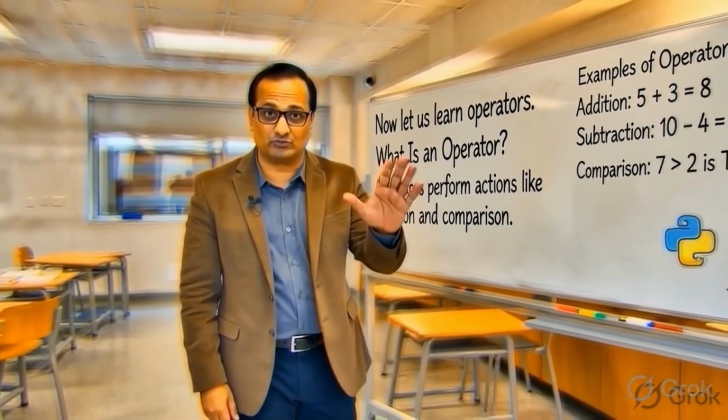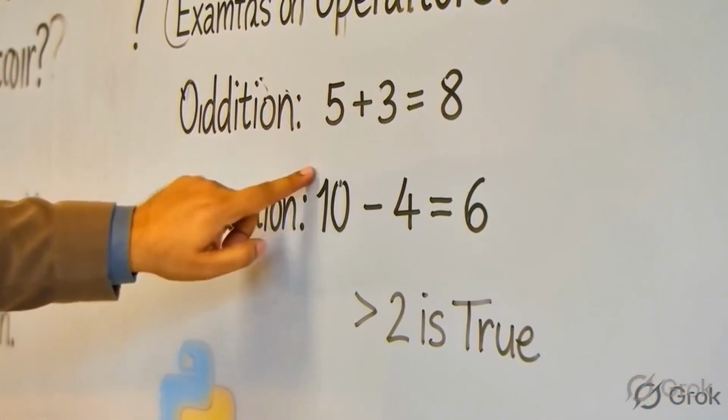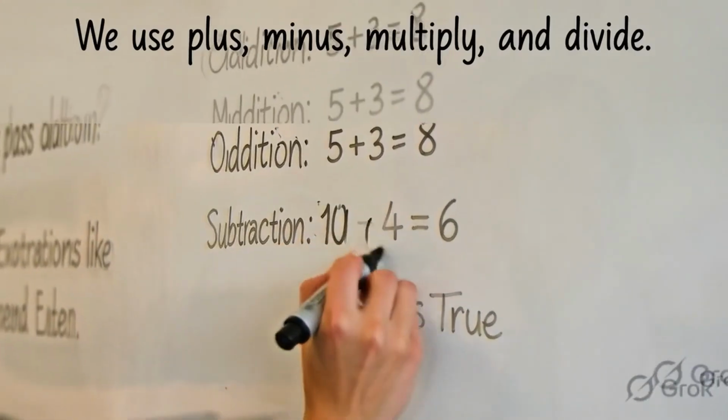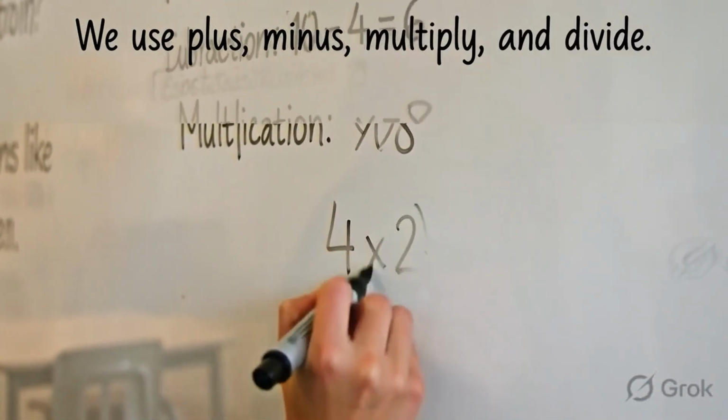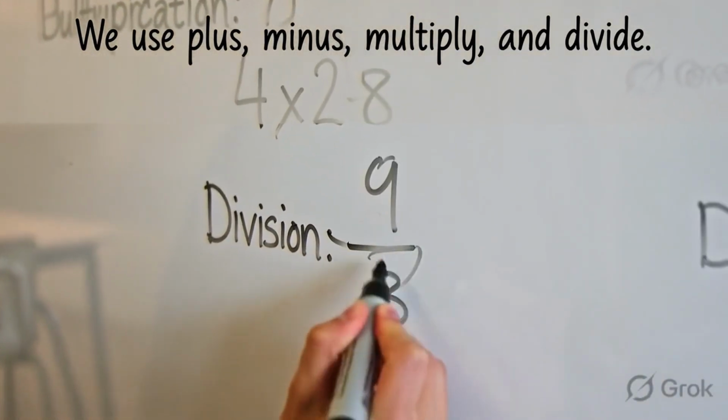Now let us learn operators. What is an operator? Operators perform actions like addition and comparison. For example, 5 plus 3 equals 8 and 7 is greater than 2, which is true. We use plus, minus, multiply, and divide. For example, 4 times 2 equals 8 and 9 divided by 3 equals 3.